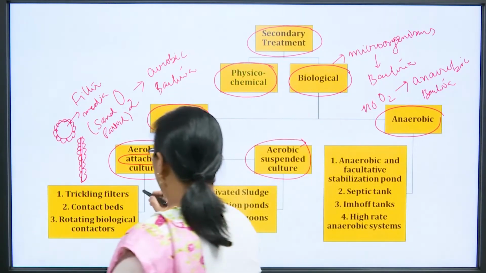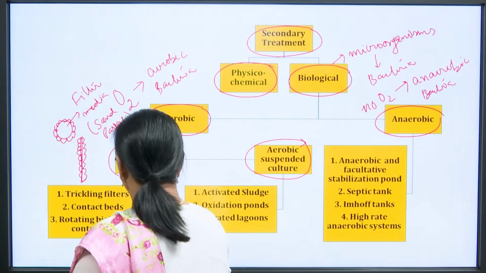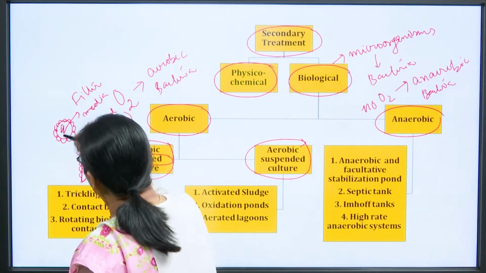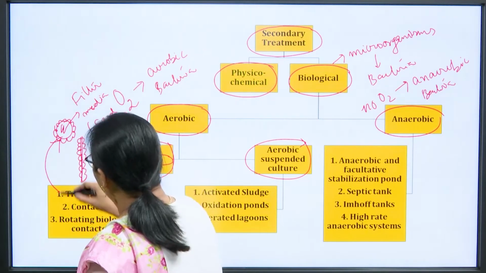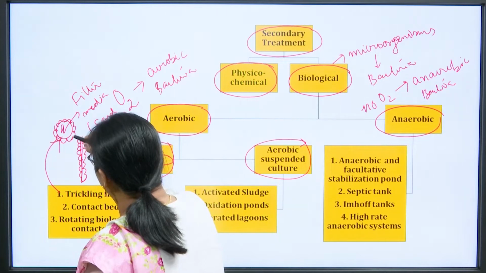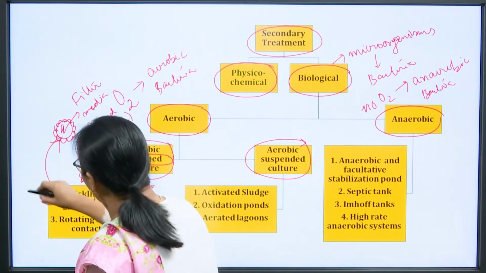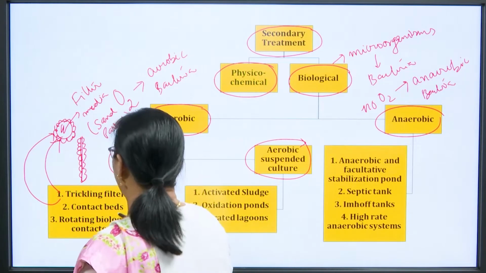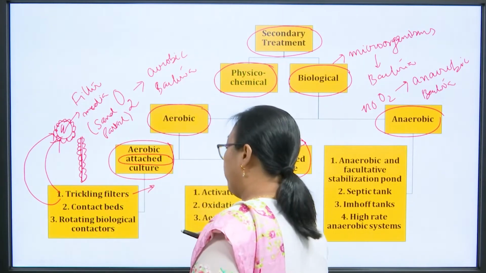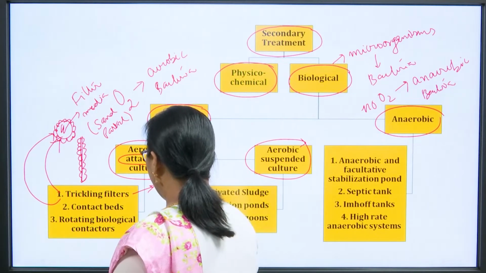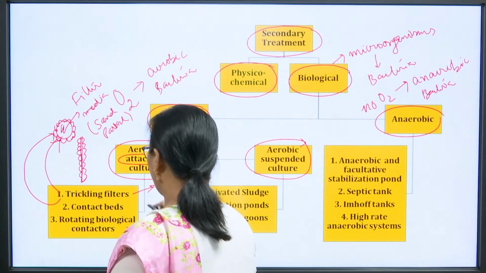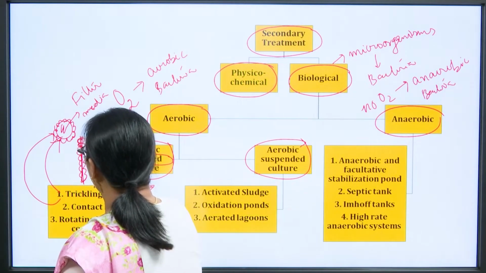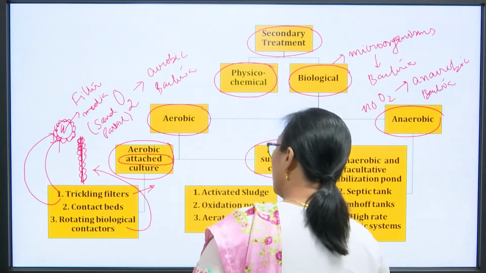As you can see, we have trickling filters. In trickling filters, we will have this filtering media, and those bacteria will be sticking to this media. Then we will have contact beds, which are also filtering media, right. And then we will have rotating biological contactors. Here we will have sheets, and those bacteria will be attached to them.